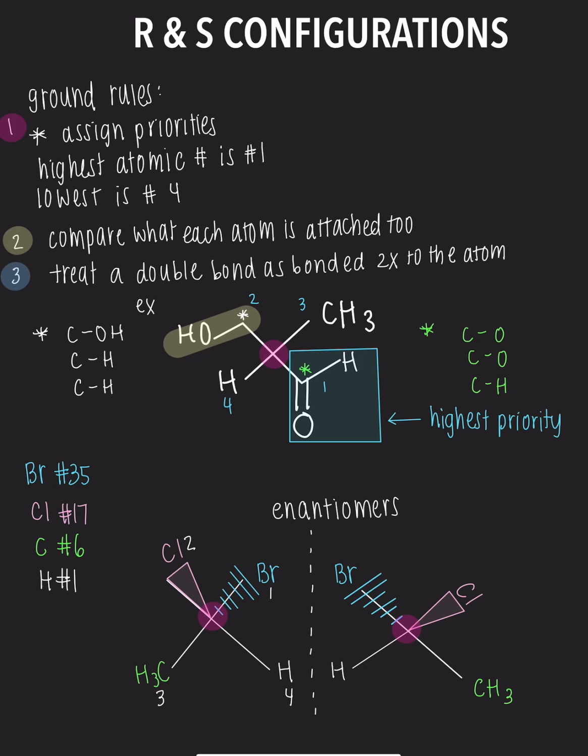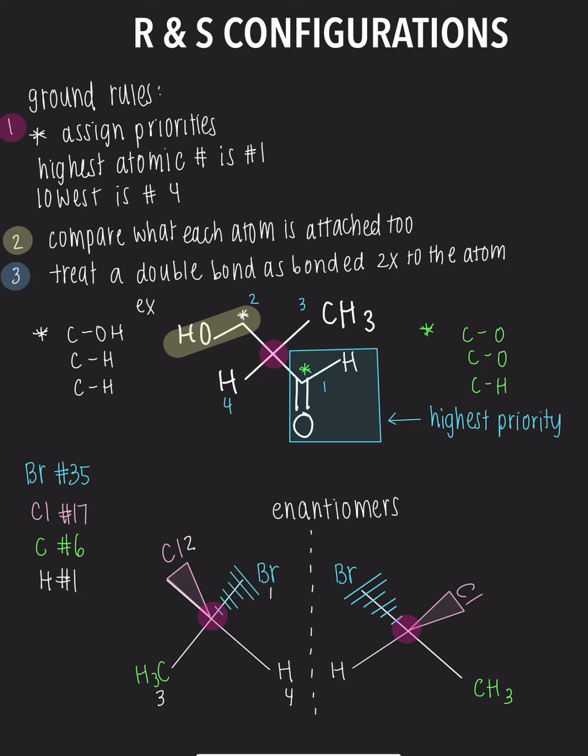So the ground rule is that you have to assign priorities. For example, if I tell you a hydrogen versus a bromine, no kidding, bromine is atomic number 35, so go check out your periodic table for that. It's definitely going to have a higher atomic number than hydrogen, or even chlorine, for example. And so, yes, the highest atomic number is number 1.